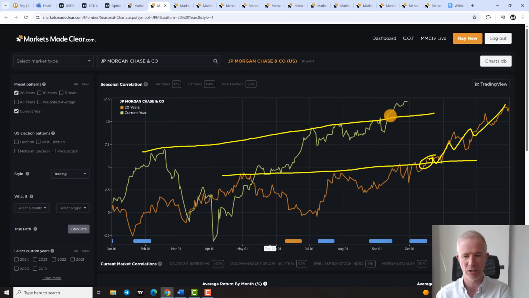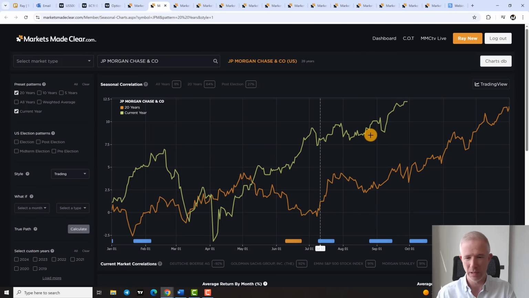The yellow line on this chart, for those of you not familiar with it, is the current year's price action, the daily closing price. And you can see the breakout here. So we're already outperforming this pattern. But it's something that appeals to me.